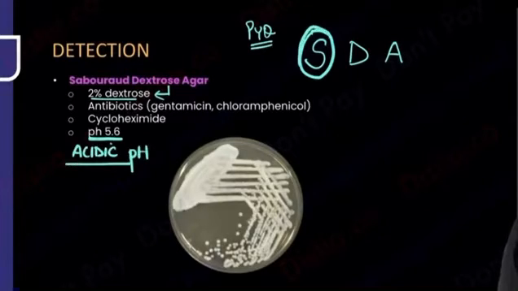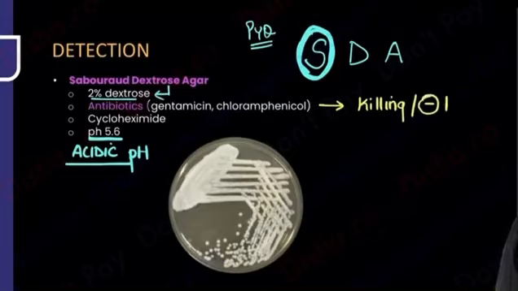Repeating once again, the way you write SDA is going to be a 5 or 6. 5.6 is the pH that is there. Apart from that, I have noticed that SDA has antibiotics also. What antibiotics? Gentamicin, chloramphenicol have been added. Why? So that it can inhibit or kill the surrounding bacteria. For the killing or the inhibition of the bacteria, I have added antibiotics.